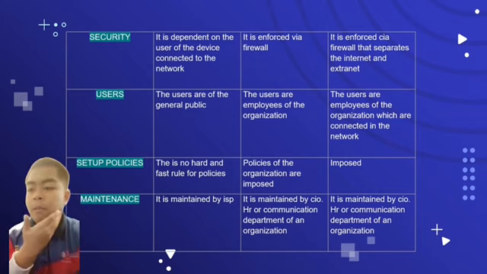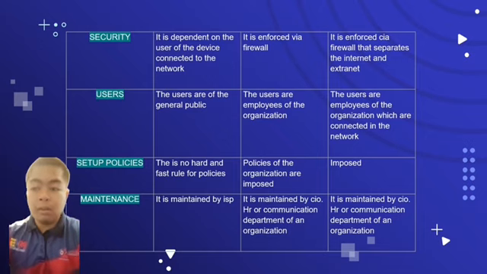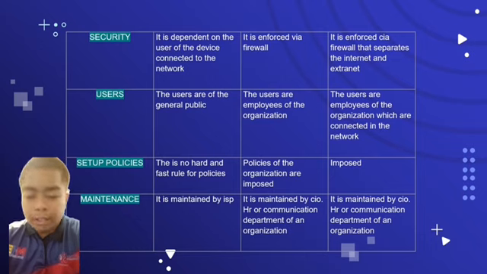Okay, for users, for internet, intranet, and extranet, we can see the internet users are the general public. Intranet users are the employees of the organization, and extranet users are the employees of the organization which are connected in the network.